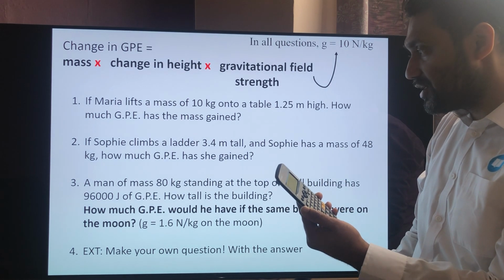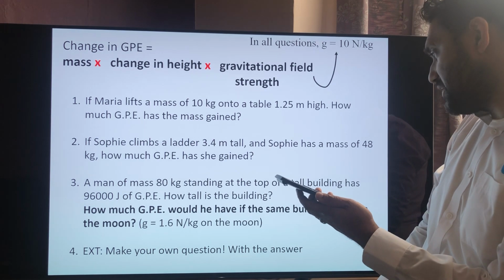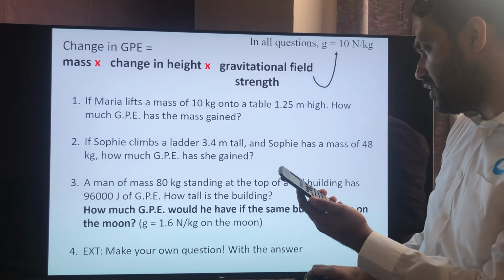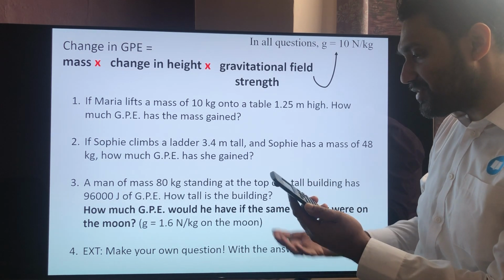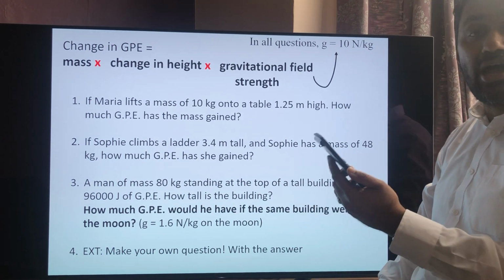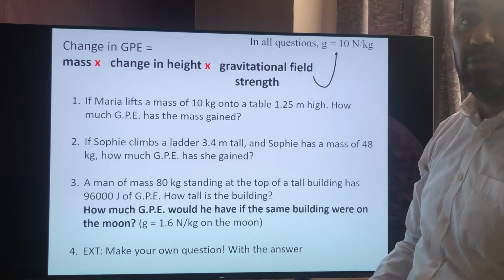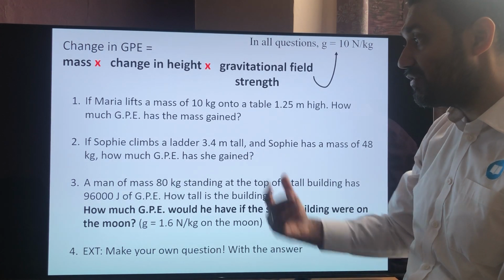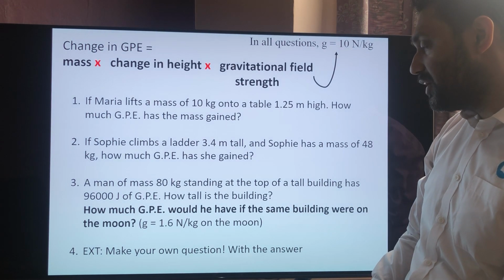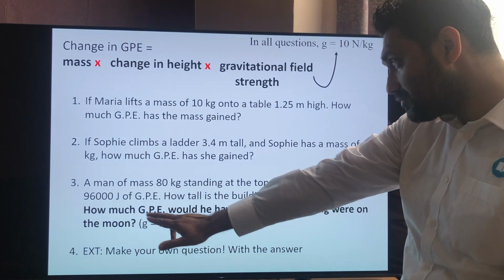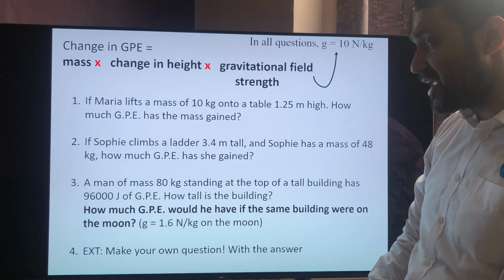750. So you can see that if it was the same system, this building would be 750 meters high. If you had to walk up, it would have to be a much taller building to get the same amount of gravitational potential energy. But in this question, it's asking you to work out the GPE.